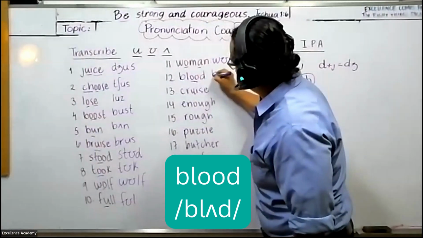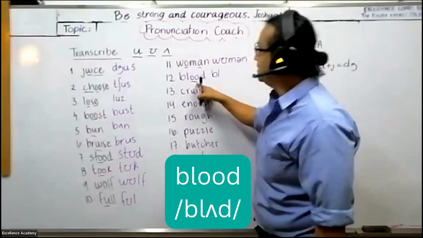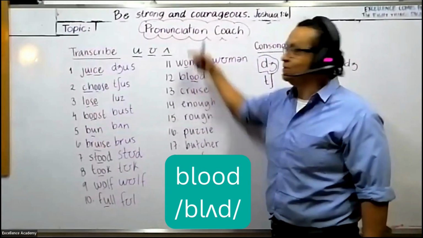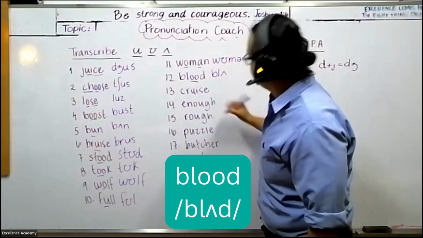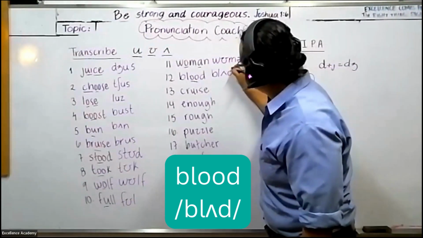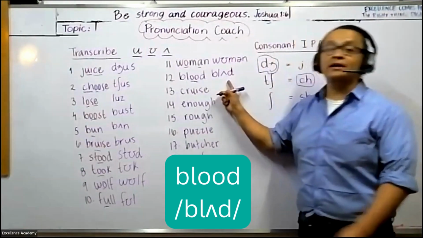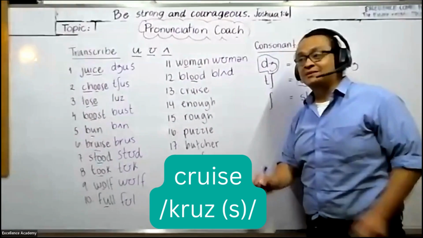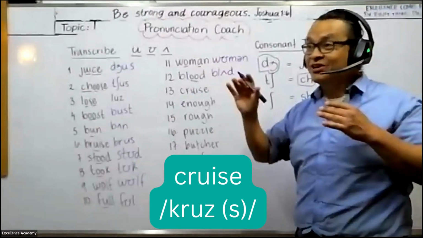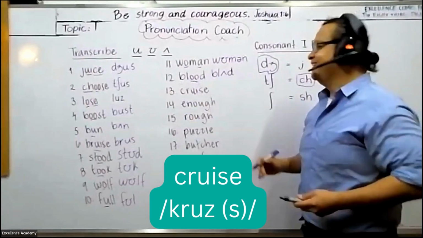Number 12, we have blood. Again, the B will stay, the L will stay, but the double O is going to sound like an A, short A sound. So we'll represent that sound phonetically like this, the double O, and we'll have the D. And now we know how to pronounce it correctly. Blood.